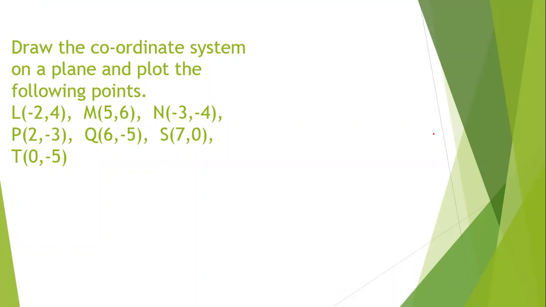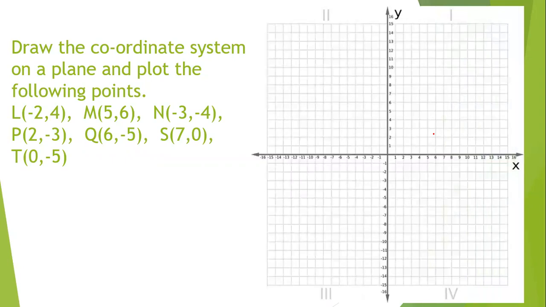The first point is L (-2, 4). M (5, 6). N (-3, -4). P (2, -3). Q (6, -5). S (7, 0). T (0, -5). So these are the points which we have to plot on a coordinate system. So you can see the graph paper over here.